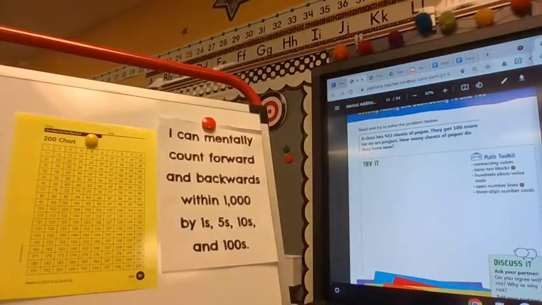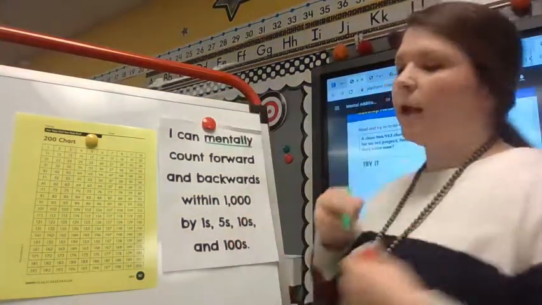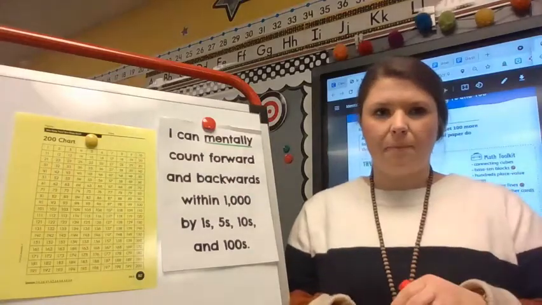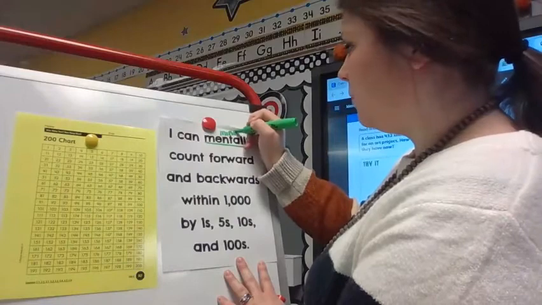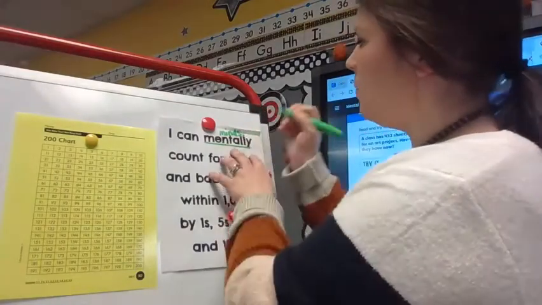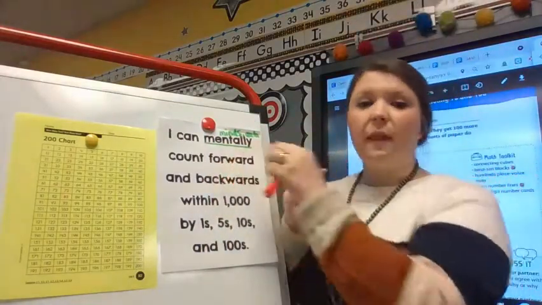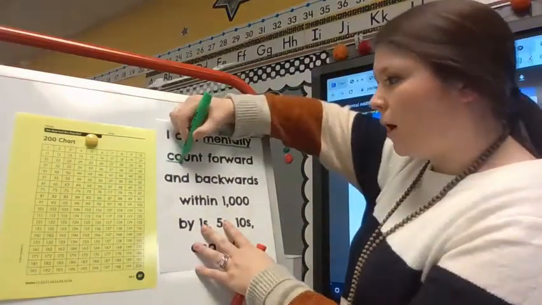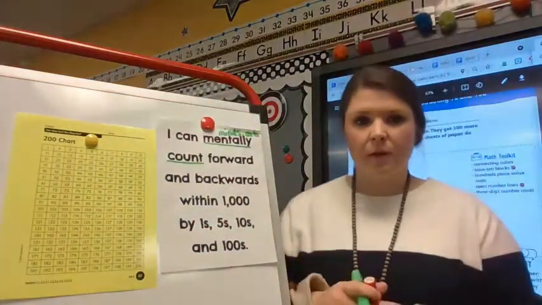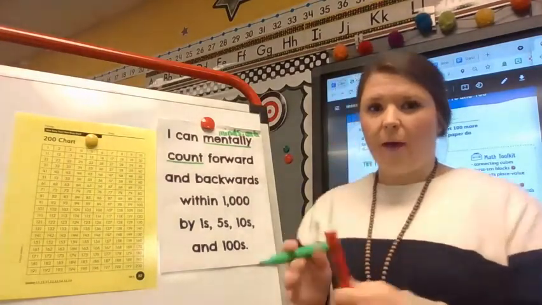Let's look at some words that we know and some things that we need to practice with or get to know better. So we know mentally. Where do things happen mentally at? In our minds, okay? It also means automatic. So if you can do it mentally, you can do it automatically, very quickly. Now we know what count means, right? Counting is the number of objects, finding out how many we have.